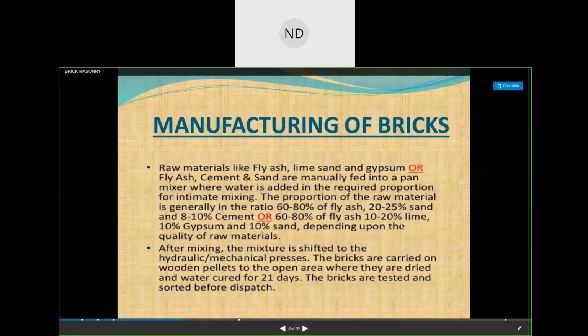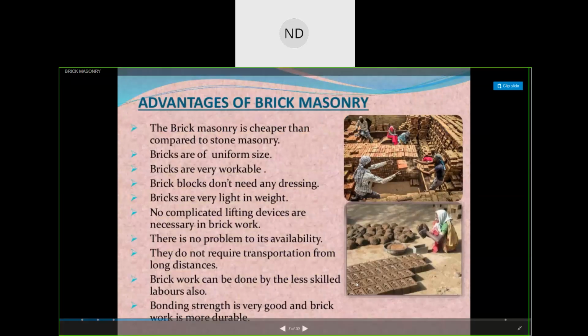When you have mixed these materials together with these proportions, what happens? After that, you carry them to the wooden pallets and then in the open air where they are dried and water cured for 21 days. You have seen, I think, the brick factories, where it is laid there and dried in the sun. And also they are watered so that they are cured.